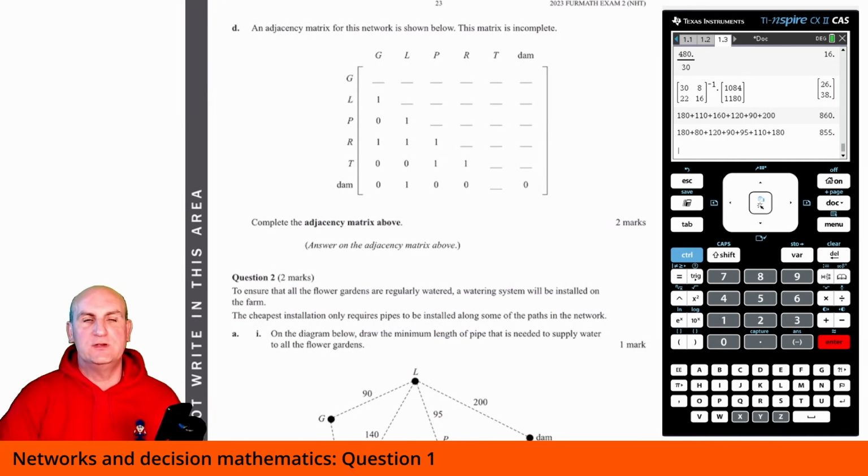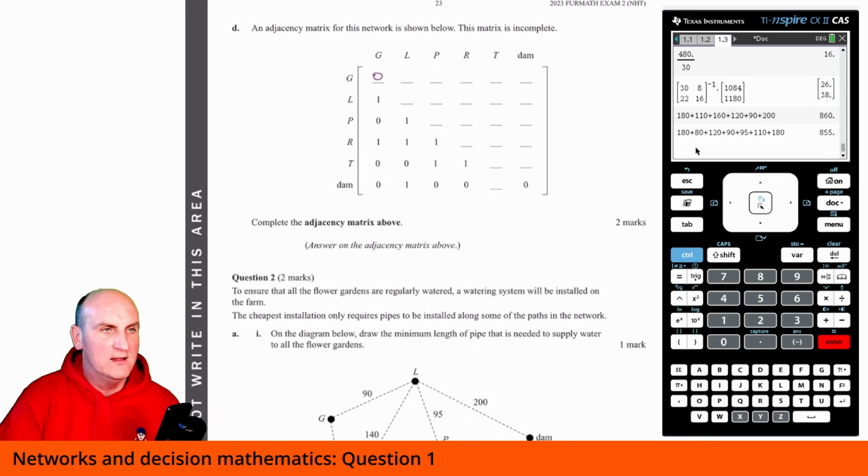An adjacency matrix for the network is shown below. The matrix is incomplete. Complete the adjacency matrix above. Oh, okay. So G to G, there is 0. And I'm assuming at this moment in time, this is going to be symmetrical. Yeah, because there are no directions on this. So I'm hoping this is going to be relatively symmetrical. But let's just work it out.